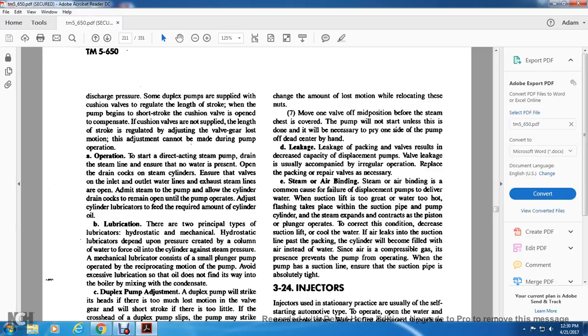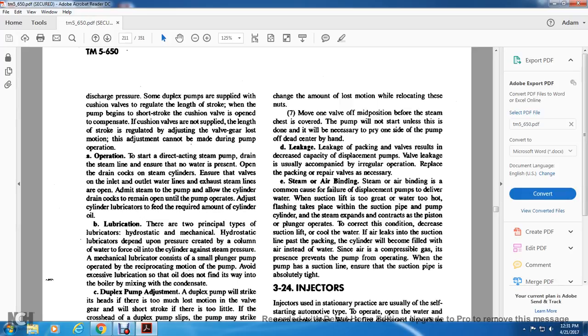Steam air binding. Steam air binding is a common cause for the failure of a displacement pump to deliver water when suction lift is too great or the water is too hot. Flashing takes place in the suction pipe and the pump cylinder. Steam expands and contracts with the piston plunger operation. To correct this condition, decrease the suction lift and cool the water.